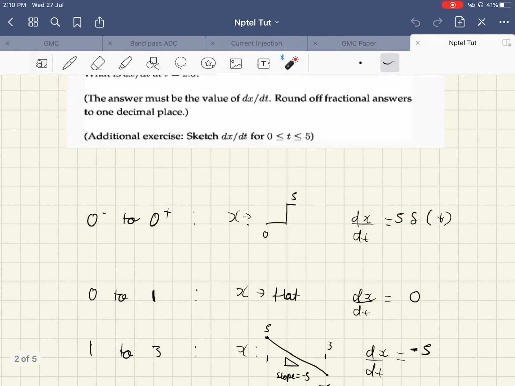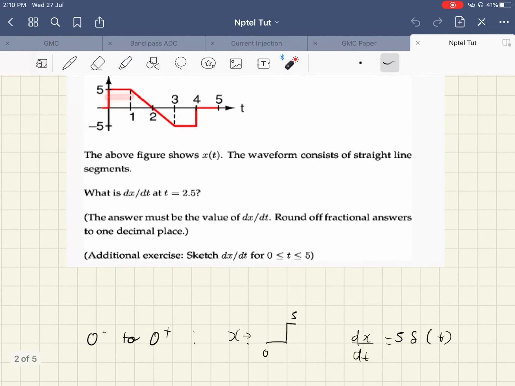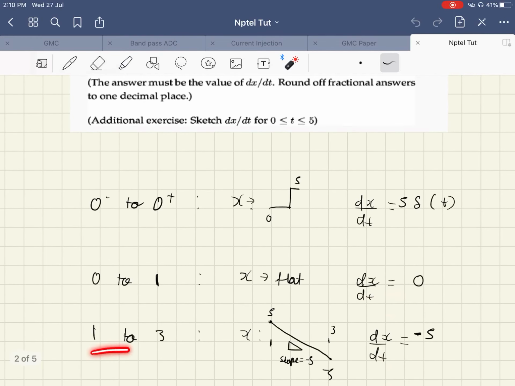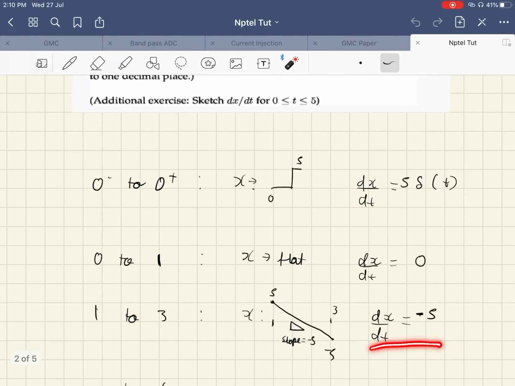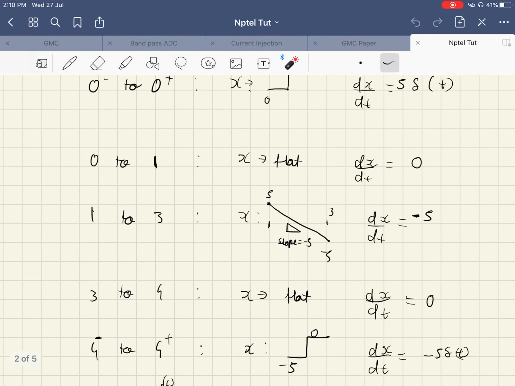Now, from 0 to 1, the waveform that we have is a flat waveform, hence its differentiation will be 0. Now, from 1 to 3, the waveform is a straight line with a constant slope of minus 5, and hence our differentiation will be equal to the slope of this straight line, that is minus 5. And from 3 to 4, again our waveform is flat, hence our differentiation will be 0.